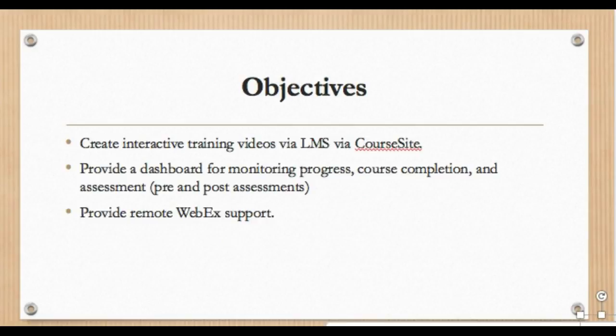Objectives. It is to create interactive training videos via the learning management system via CoreSite, provide a dashboard for monitoring progress, course completion, and assessment, and provide remote WebEx support.